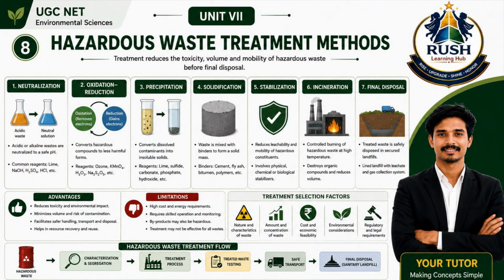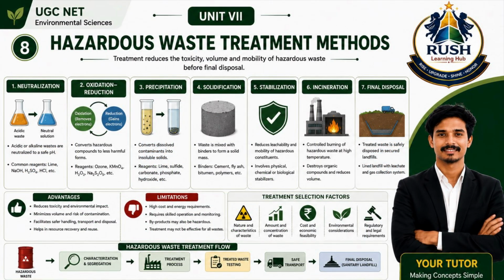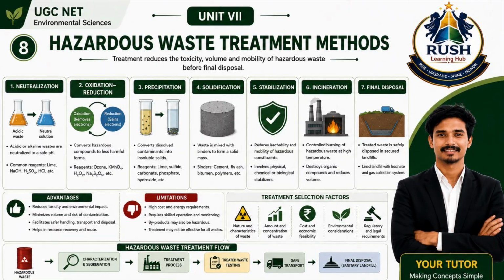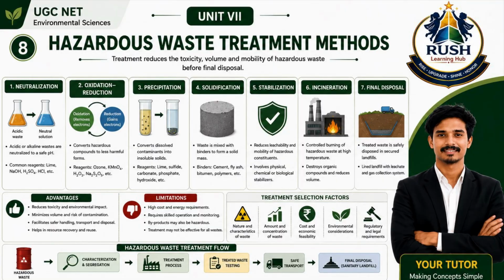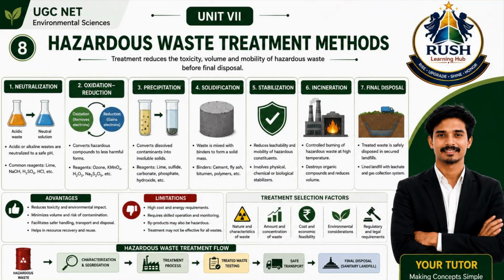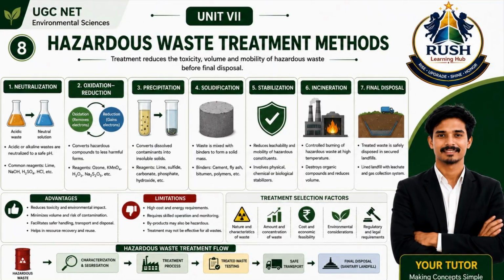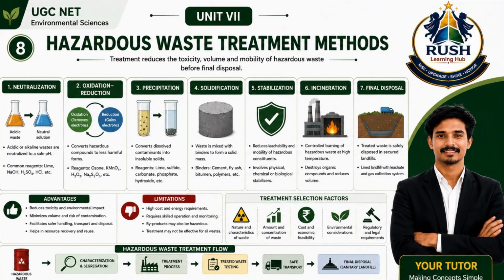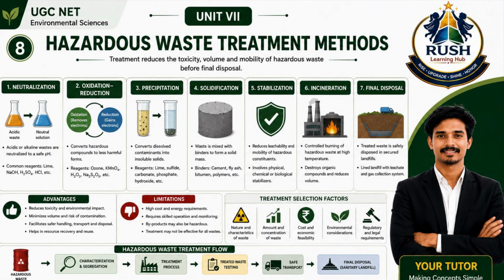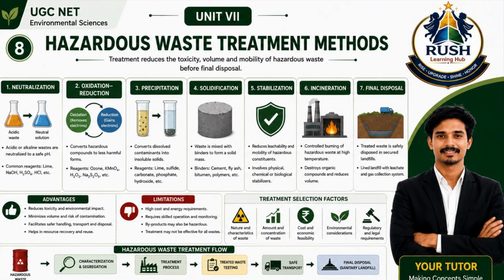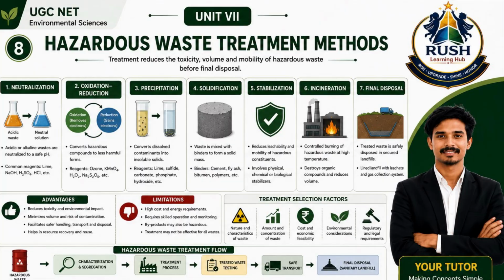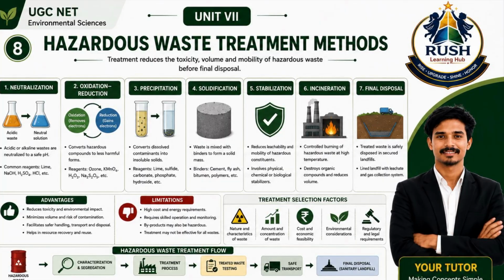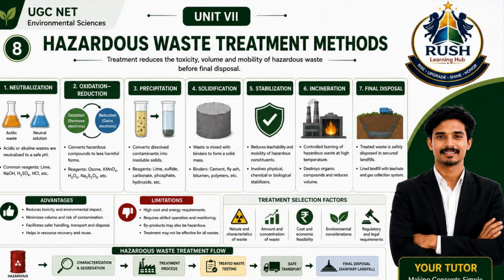The next important question is, how is hazardous waste treated before its final disposal? Hazardous waste cannot be disposed of like ordinary municipal waste because it may contain toxic, corrosive, reactive, or flammable substances. Therefore, different treatment methods are used depending on the physical and chemical properties of the waste. Today, we will study the major hazardous waste treatment methods included in the UGC NET Environmental Sciences syllabus.